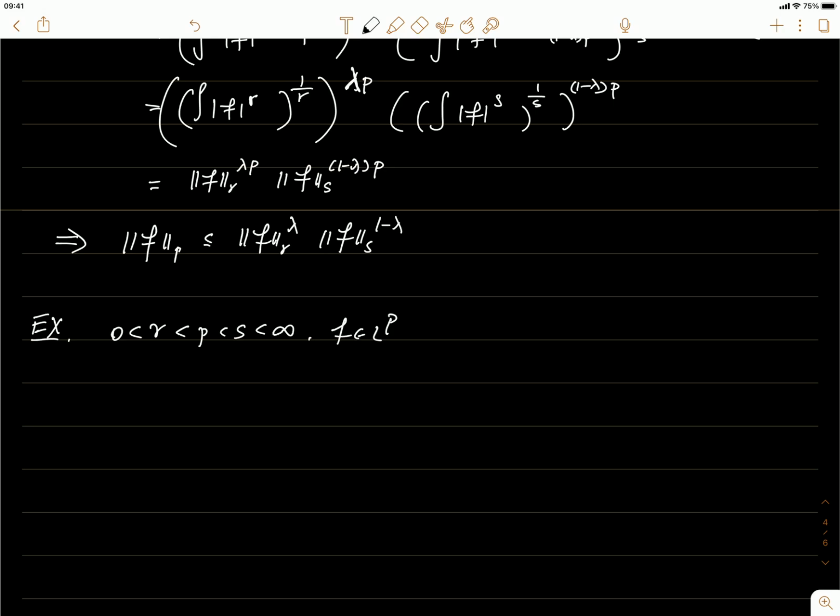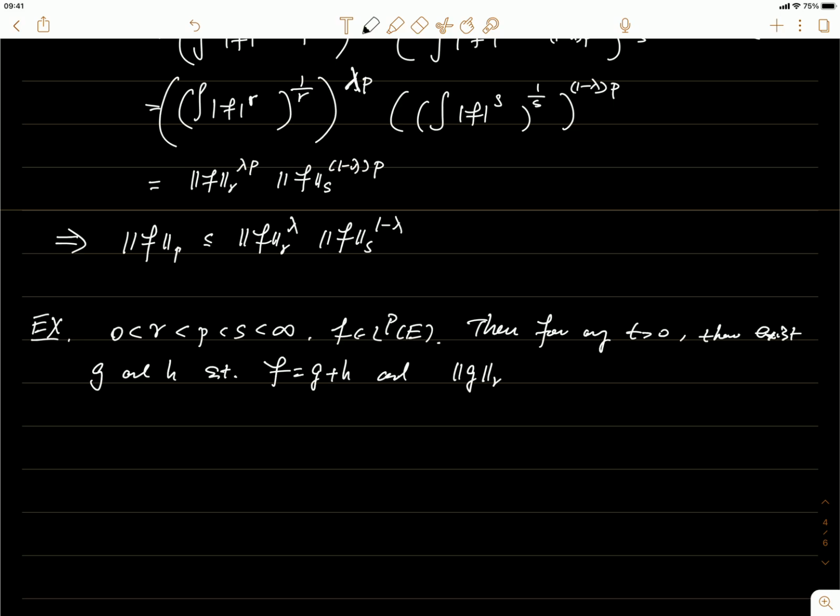f is in L^p, and then for any t greater than 0, I want to show that there exist g and h such that f is equal to g plus h, and the r norm of g to the power r is less than or equal to t to the power r minus p times the p norm of f to the power p, and also the s norm of h is less than or equal to t to the power s minus p times the p norm of f to the power p.